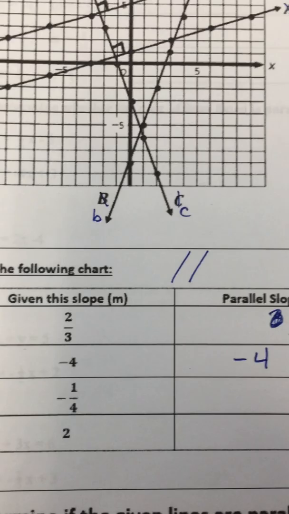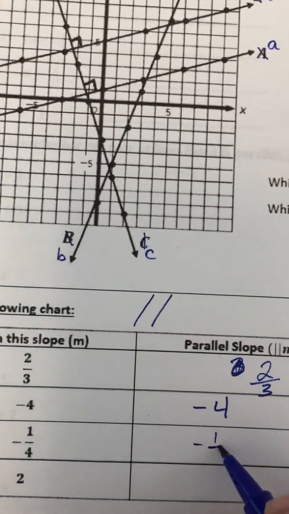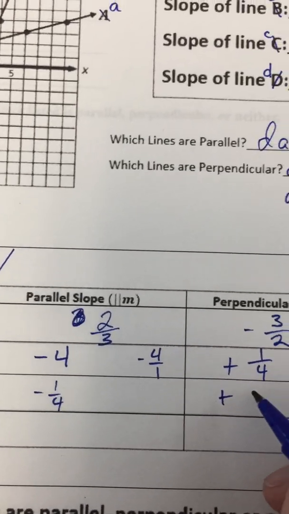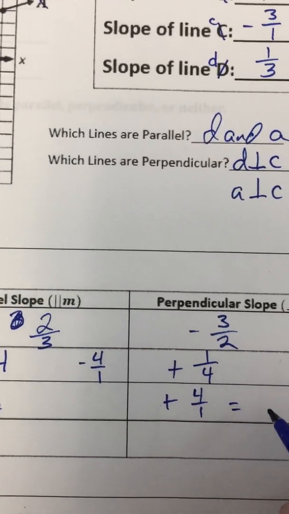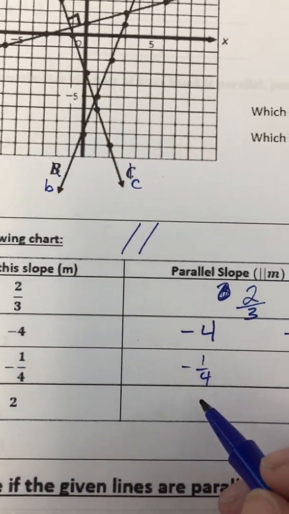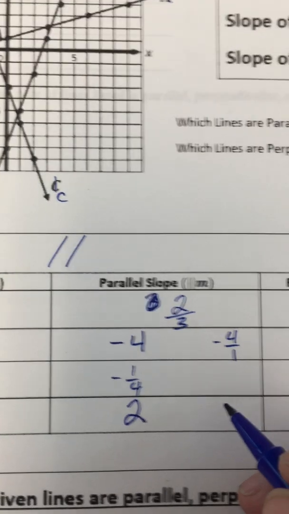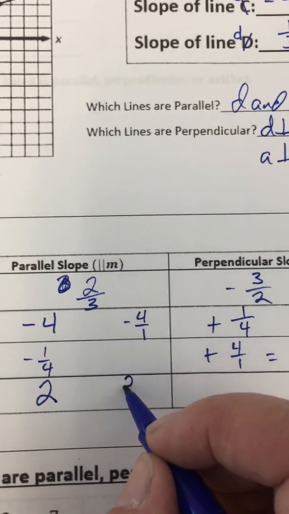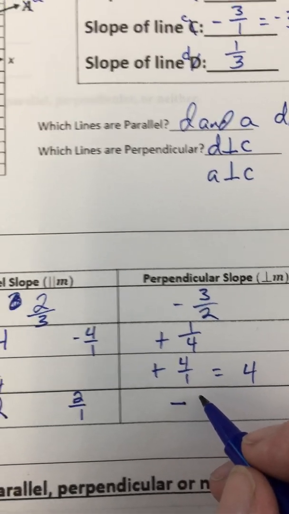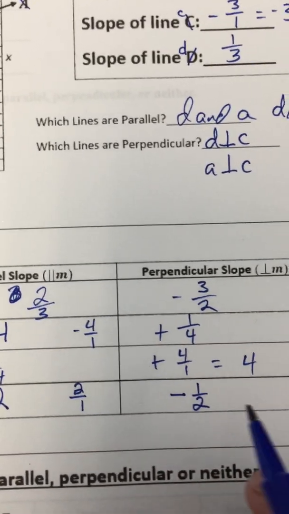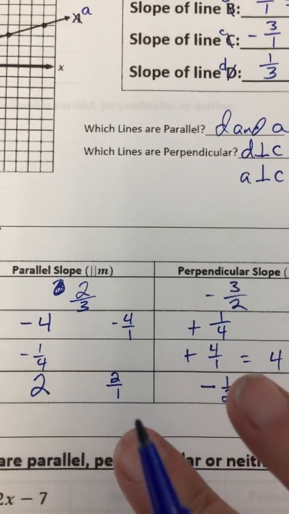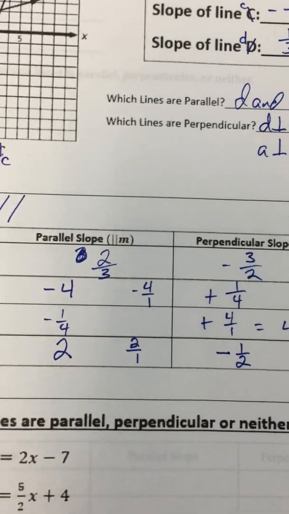So if this is a negative 1/4, the parallel will be the same, negative 1/4. The perpendicular will be the opposite sign, so it will be a positive, and this will be 4 over 1, or just a positive 4. This one is a 2, so the parallel will also be a positive 2. If I want to do the perpendicular, I need to make it into a fraction, so this is 2 over 1. So the perpendicular will be the opposite sign, and I'm going to flip it upside down, 1 over 2. So the perpendicular is negative 1/2. The original one was 2, or 2 over 1. Opposite signs and flipped them upside down. That's your opposite reciprocal.